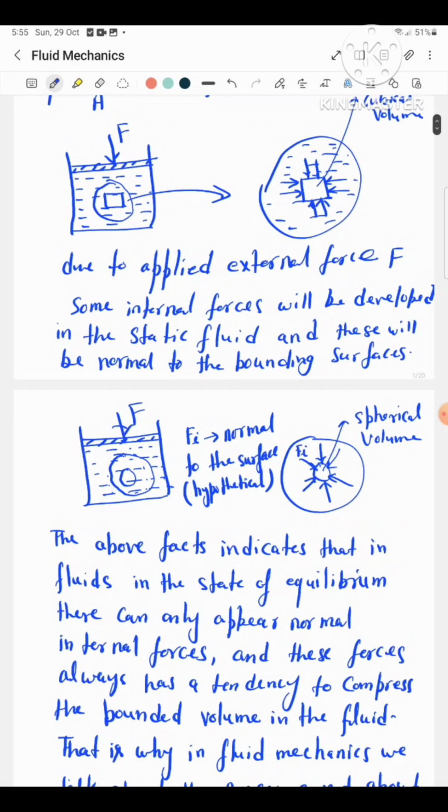Means you can take any type of surface, cubical or spherical. The internal forces acting on this will be normal to the surface. Only perpendicular forces are working, and the perpendicular force per unit area is called the pressure.